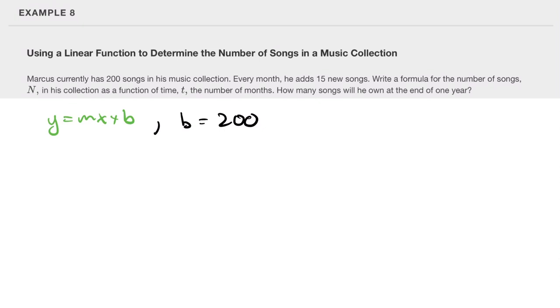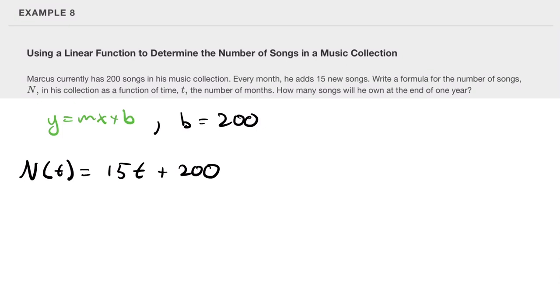And then every month he adds 15 new songs. So we can capture that as follows. The number of songs based on the time in months is going to be 15 songs for each month plus the 200 that he started with. For instance, when t is 0, he starts with 200 songs. After 1 month, he's going to add 15 songs, so when t is 1, he'll have 215. After 2 months, he's going to add 30 songs, so we'll be at 230, and so on and so on.